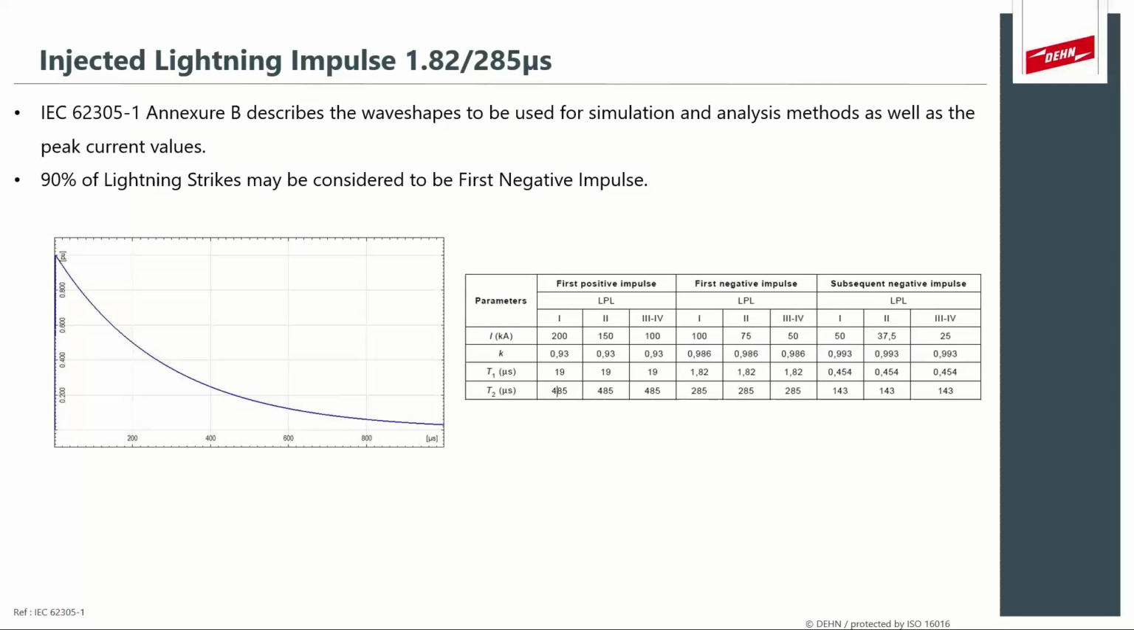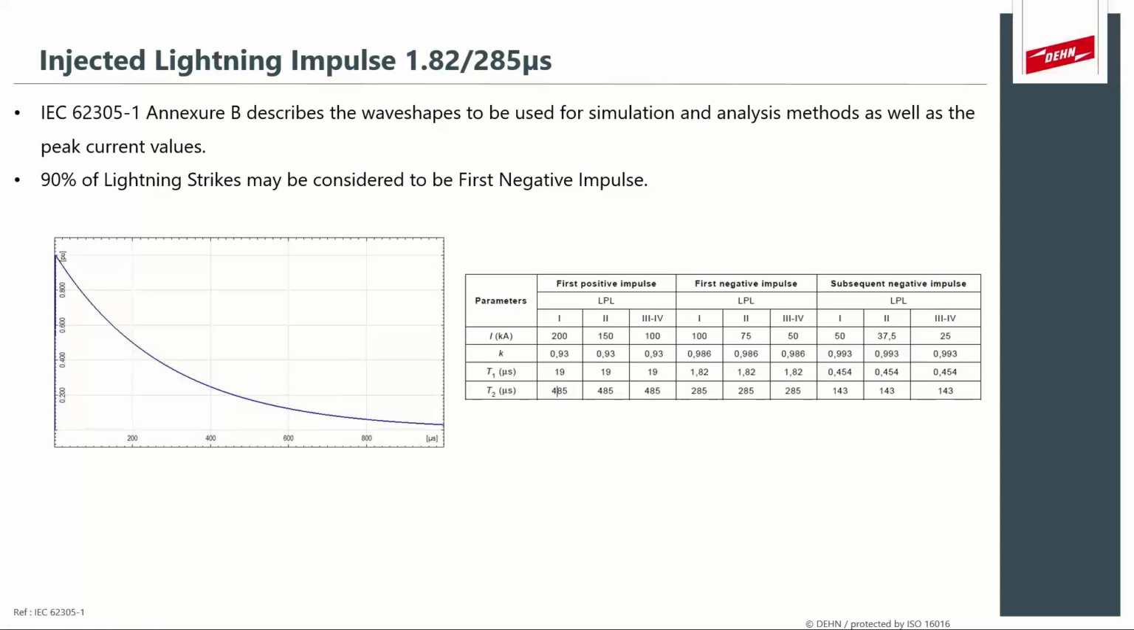As mentioned previously, lightning is an impulse. It's characterized by an impulse wave shape, not a sinusoidal wave shape. And we do use sinusoidal wave shapes to represent some ground potential graphs and so on, but in essence, lightning would be an impulse. Now, as I also mentioned in the beginning, 90% of lightning strikes may be considered to be first negative impulse. And that's from IEC 62305, which is the main lightning protection standard across the world.